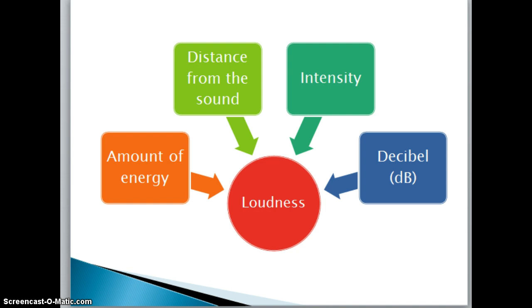Normal conversation is about 40 to 50 decibels. Very loud music, like a rock concert, is 110 to 120 decibels. They measure decibels just by comparing the different loudness of sounds. And each 10 decibel increase in loudness is 10 times the intensity. So every time it goes up 10, the intensity of that loudness increases by 10 times.